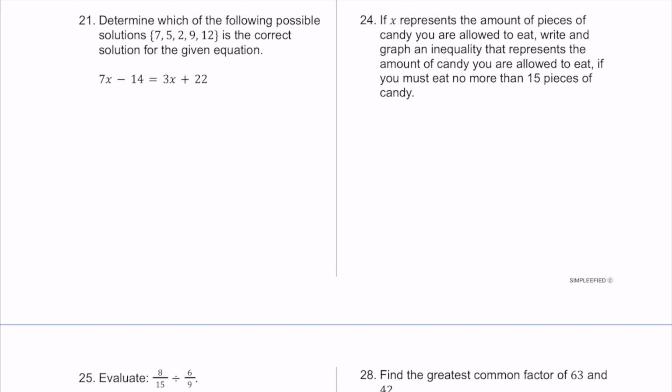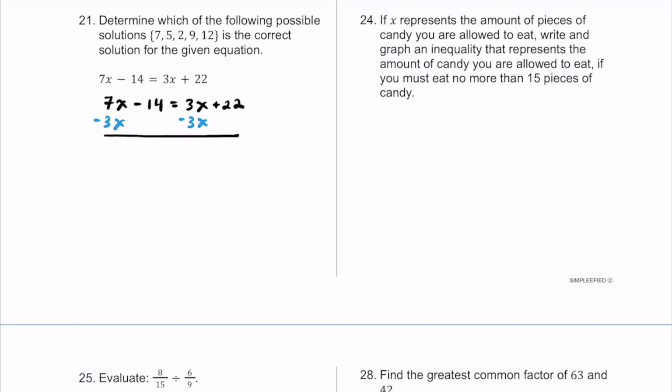All right, for 21 here, it says which of the following possible solutions is the correct solution for the given equation. Again, just like before, you can go ahead and substitute them in if you want to, and just try each one of these until you find it. I'm going to go ahead and do a more efficient method, which is using properties of equality. So copying down the problem here, we have 7x minus 14 is equal to this 3x plus 22. To solve for x, what we can do is take away 3x from both sides, so that we don't have x on both sides of the equation.